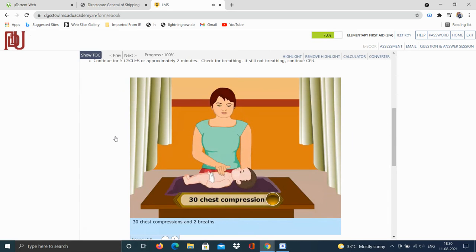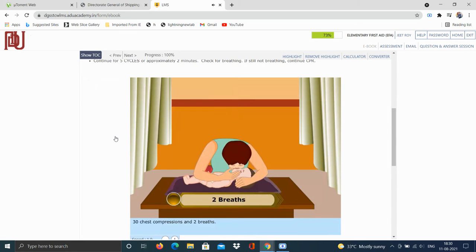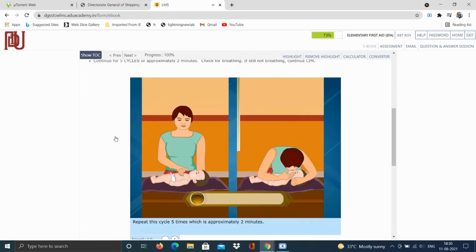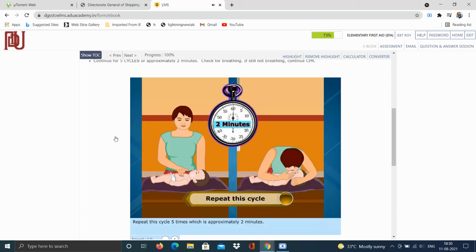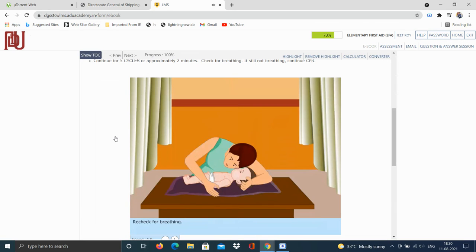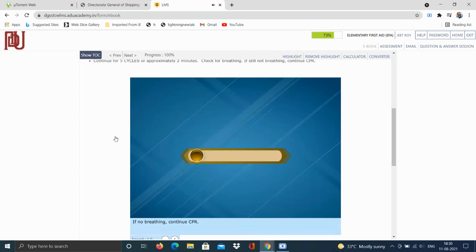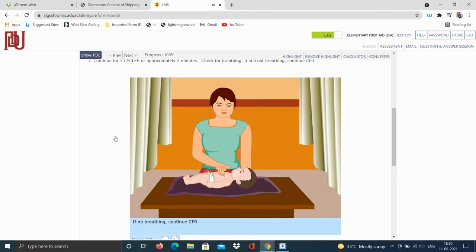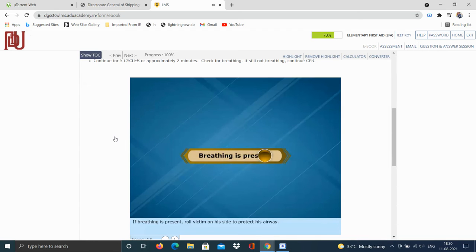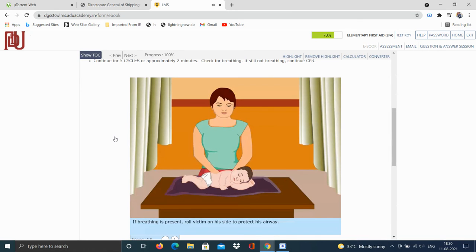30 chest compressions and 2 breaths. Repeat this cycle 5 times, which is approximately 2 minutes. Recheck for breathing. If no breathing, continue CPR. If breathing is present, roll victim on his side to protect his airway.